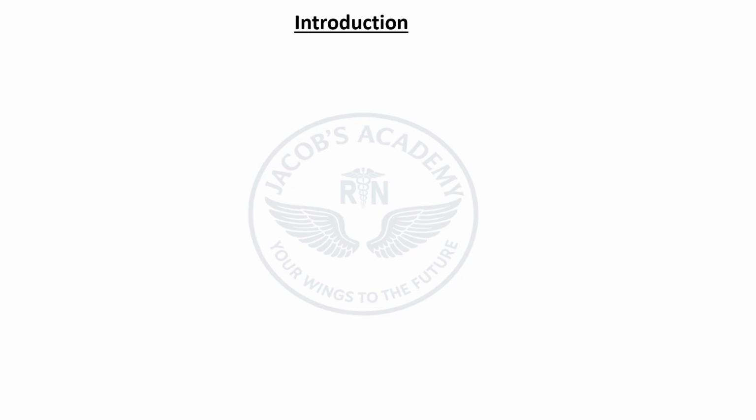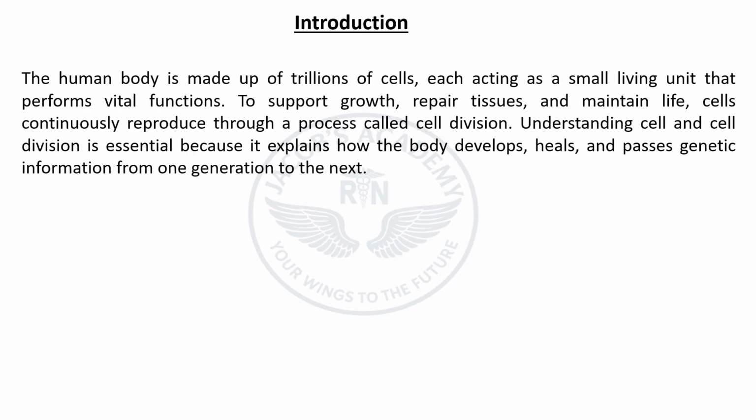Next we can see introduction. The human body is made up of trillions of cells, each acting as a small living unit that performs vital functions. For what? To support growth, repair tissue, and maintain life. Cells continuously reproduce through a process called cell division. And understanding cell and cell division is very essential because it explains how the body develops, heals, and passes genetic information from one generation to the next.